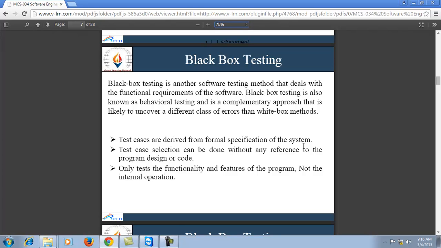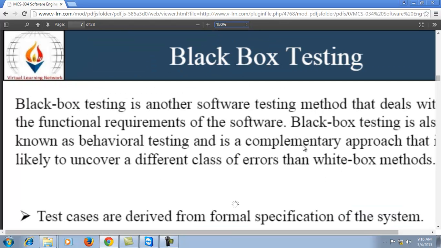Internal operation is not part of black box testing. Right? It tests only the functionality and features of the program. And when we talk about functionality, suppose we are talking about the Tally software. That Tally software has the functionality to create companies, and what other features are supported in the Tally software, those are checked during the black box testing. Right?